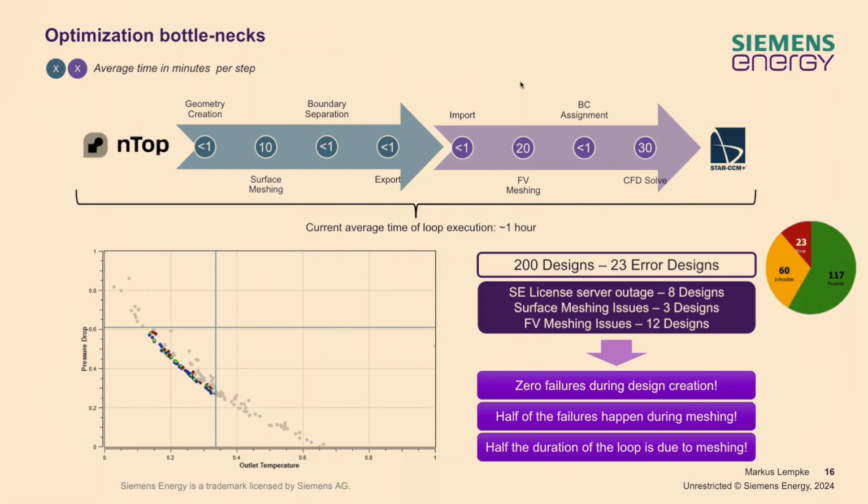However, it is quite robust. I mean, for me, doing optimizations, only having 23 out of 200 designs fail, that's already a good day. I also have to say this is a real example, so I didn't take out anything. 8 of those designs, that was just because the license server was down. So that's not the fault of any software, that just happens, right?